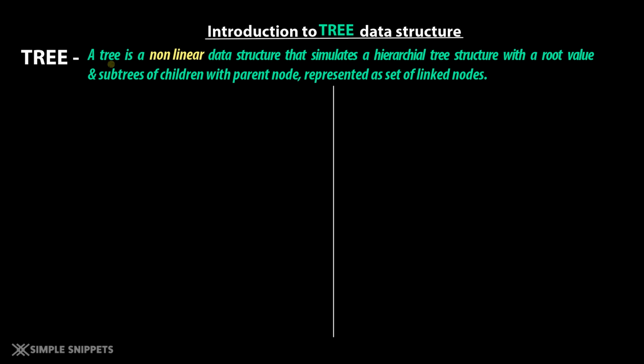The definition of a tree data structure is: a tree is a non-linear data structure that simulates a hierarchical tree structure with a root value and subtrees of children, with the parent node represented as a set of linked nodes. Before we understand the technical aspect, let's take a real world example of a hierarchical tree.